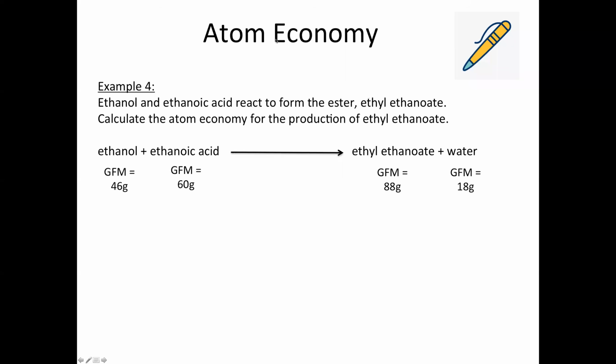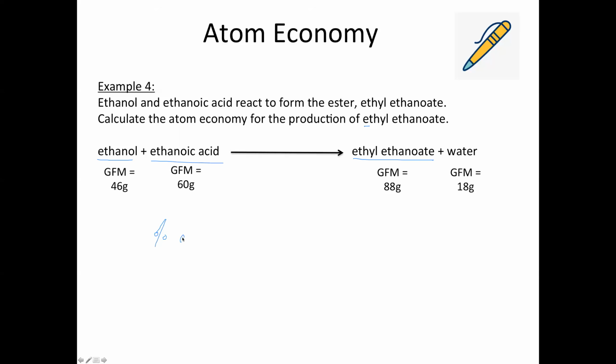Then example 4, this time given the gram formula masses. So sometimes you'll be given the mass of 1 mole or the gram formula mass in the question, which means you don't have to work it out yourself using the data booklet, so it saves you a bit of time. So this time we're calculating the atom economy for the production of ethyl ethanoate, and then obviously we always need the reactants. There's no numbers in front of these words, which means it's just all 1 mole, so everything's 1 mole.